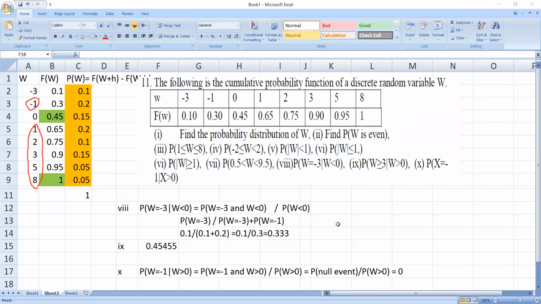Any doubts here? Those who have not understood, ask and clear it. Even if it is a minute doubt, don't hesitate. Okay, so we'll move to the next problem.